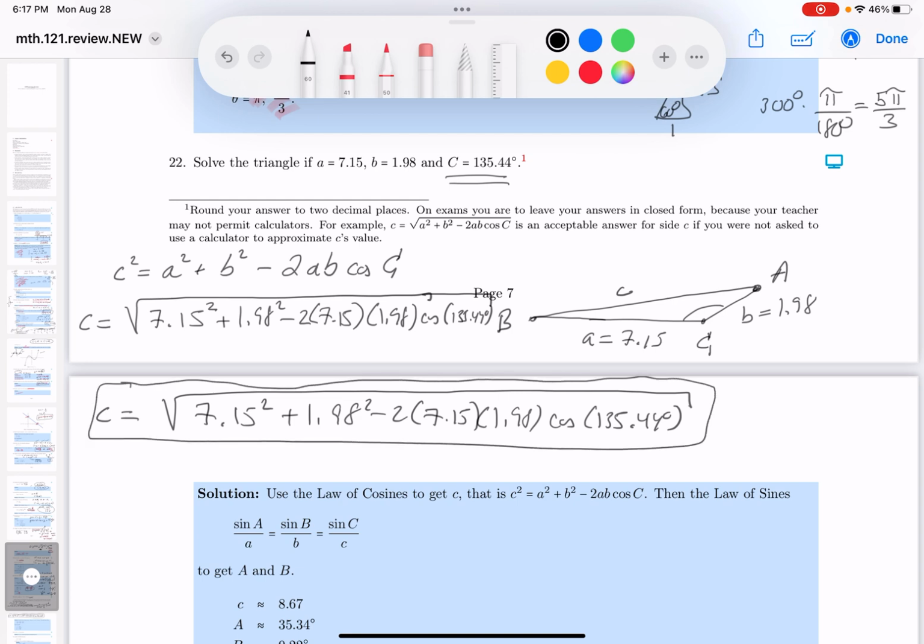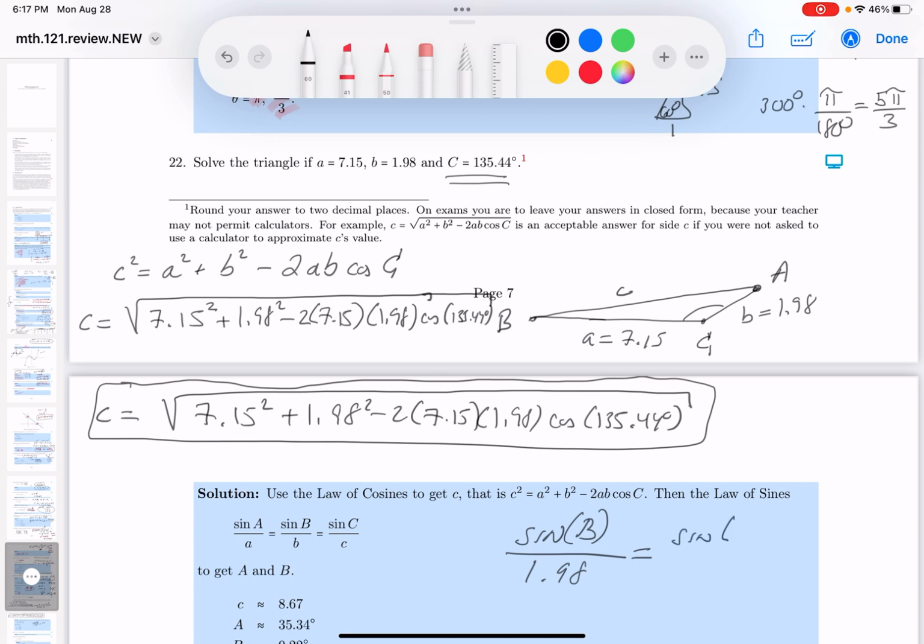Once this is in a box, I'm going to say that's what C is. There's no need to keep writing it over and over again. The next thing I would do is I would look for the smallest angle B. And the way I would do that is I would use the law of sines now. So I would say, the sine of B, I don't know what that is, by the way, over side B, which is 1.98, is equal to the sine of C.